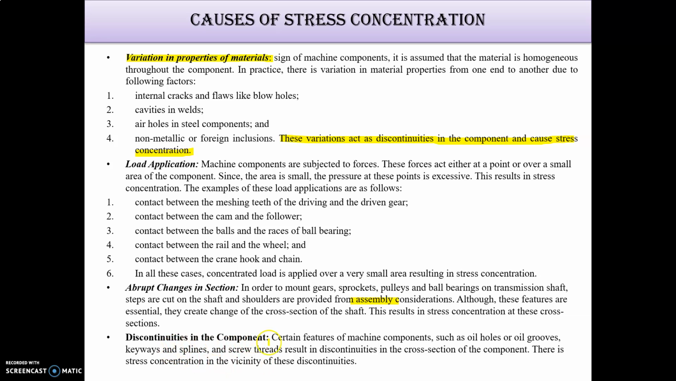Now, discontinuities in the components. Certain features of machine components such as oil holes or grooves and splines and screw threads result in discontinuity in the cross section. That means a full solid body is there and we are inserting a screw in that. We are inserting a slot in there. We are inserting a groove in that. That will become a discontinuity in the component. So this will be a cause of stress concentration at that region only, where the cross section is changed. Okay, so these are the causes of stress concentration.